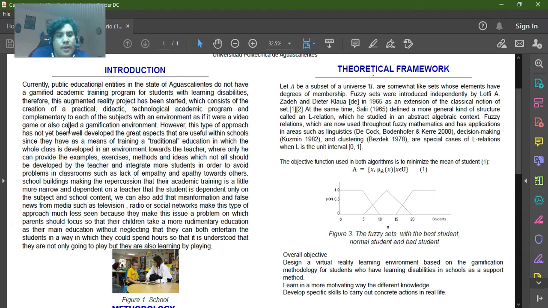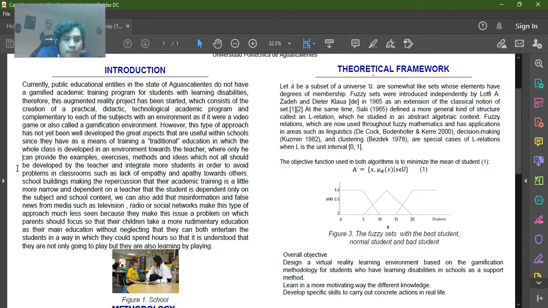The great aspects that are useful within school science have as a means of training a traditional education in which the whole class is developed in an environment centered on the teacher, where only he can provide examples, exercises, methods, and ideas, which should not all be developed by the teacher. More students should be integrated in order to avoid problems in the classroom, such as lack of empathy and apathy towards others. School buildings make the repercussions that their academic training is a little more narrow and dependent on a teacher, that the student is dependent only on the subject and school content.